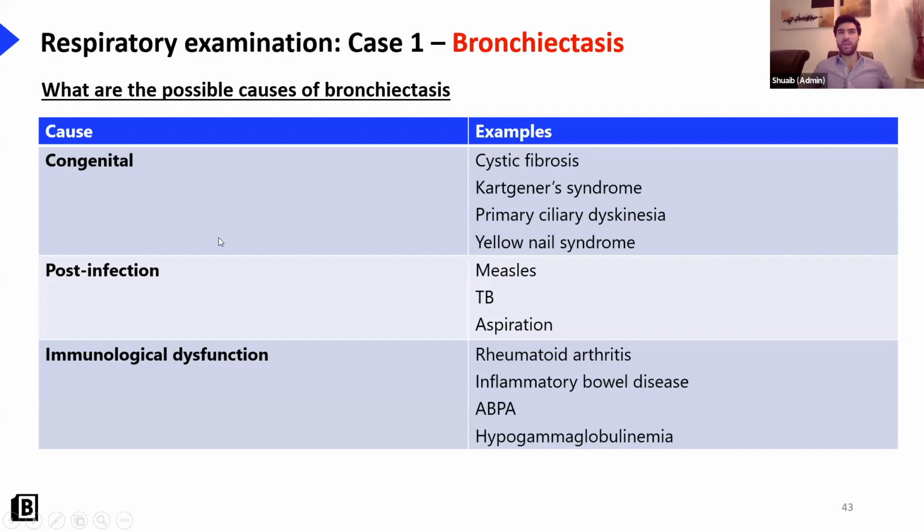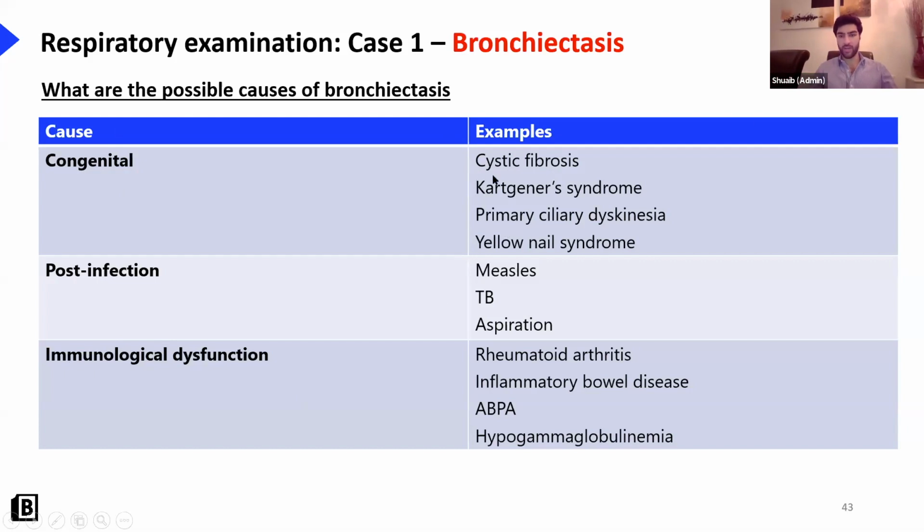So when I was a medical student on the respiratory ward, I was asked by one of the registrars, name me 10 causes or 9 causes of bronchiectasis, and I could probably name about one, and that was post-infection. The best way to categorize the causes is into congenital, post-infection, and immunological dysfunction. If you categorize it like this and know 1 or 2 causes in each category, when the examiner asks you in your OSCE, what are the causes of bronchiectasis? If you categorize it like this, you'll look really impressive.